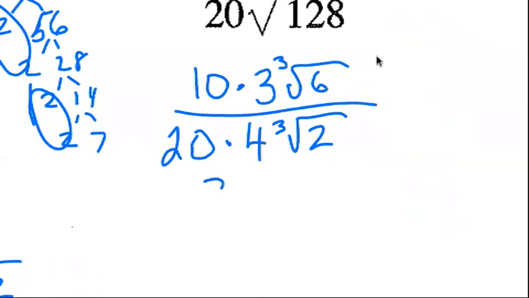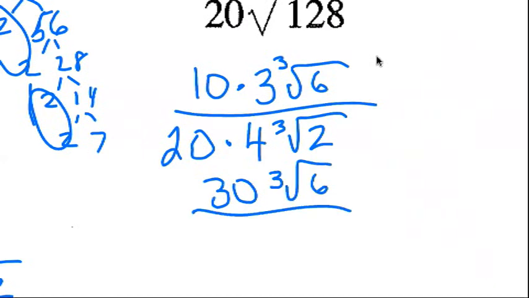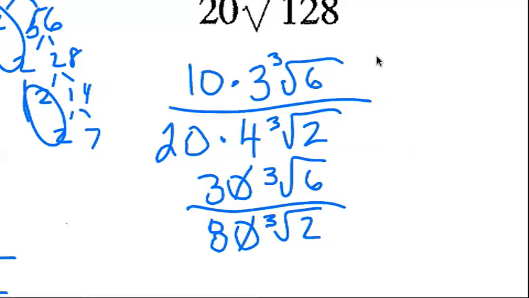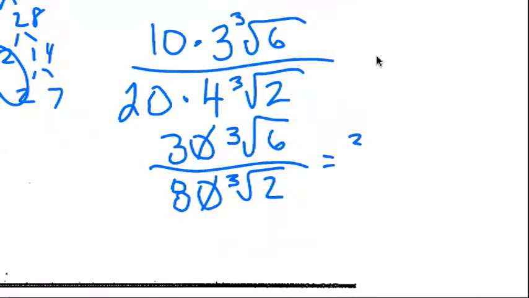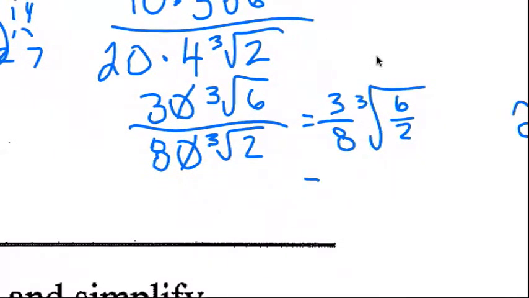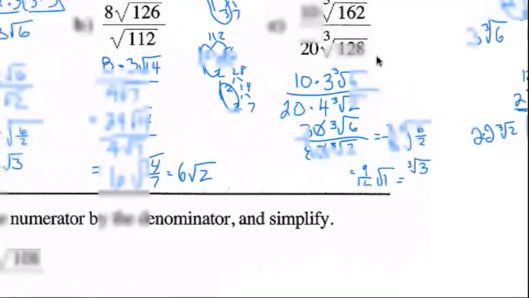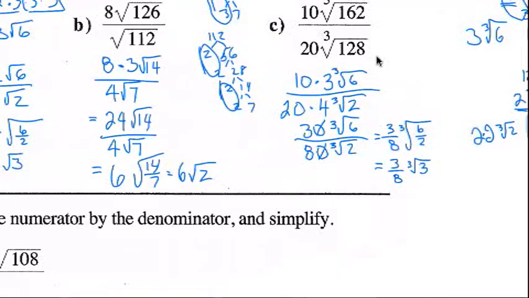3 times 10 is 30. Cube root 6 over 4 times 20 is 80. Cube root 2. Zeros will cancel. And I can write this as 3 over 8. Cube root 6 over cube root 2. And 6 over 2 reduces to 3. 3 over 8. Cube root 3. That's much better. Much, much better.